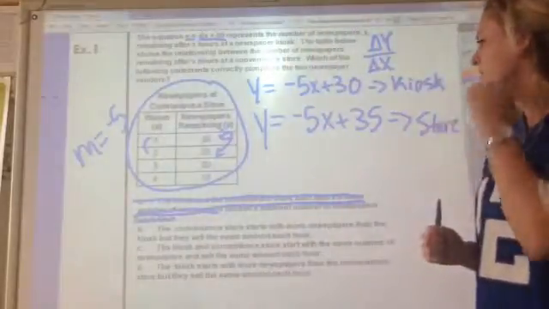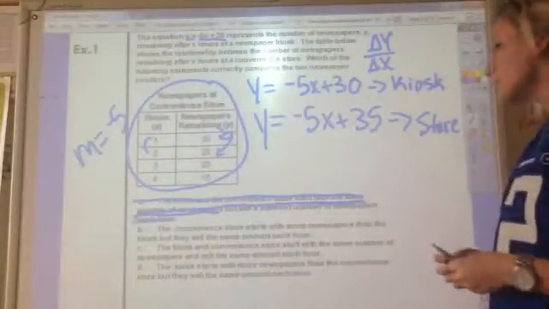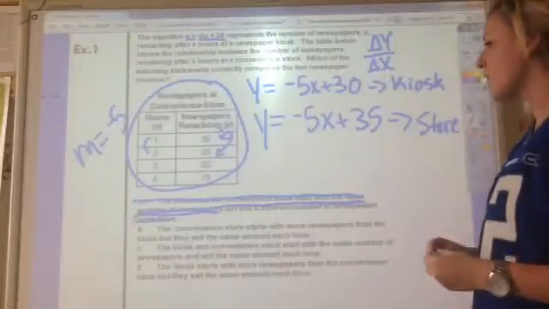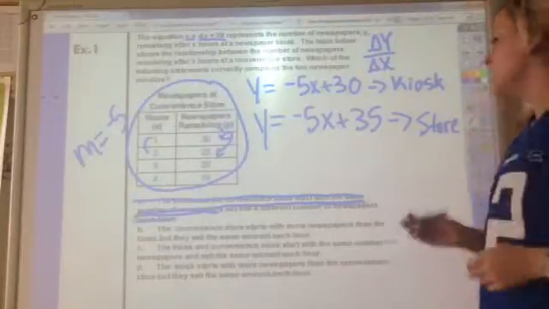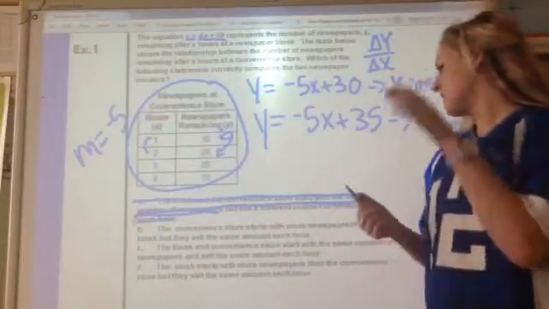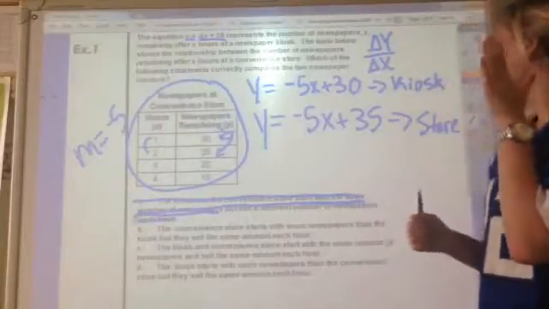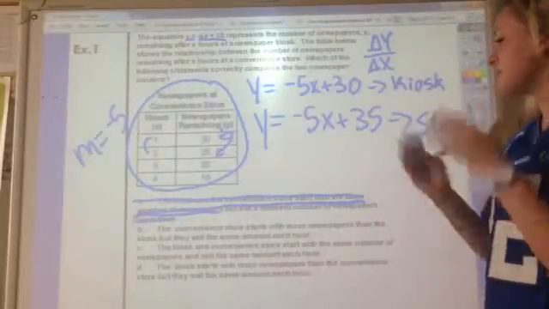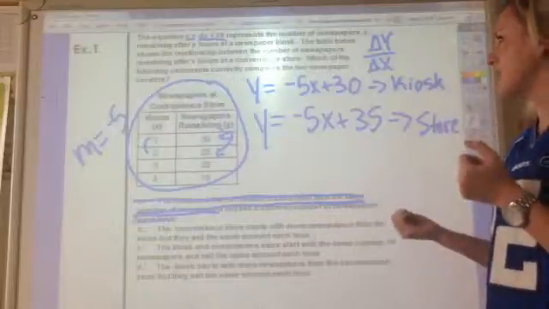All right, B. The convenience store starts with more newspapers than the kiosk, but they sell the same amount each hour. So what that means is that their initial value would be different, but their slope would be the same.